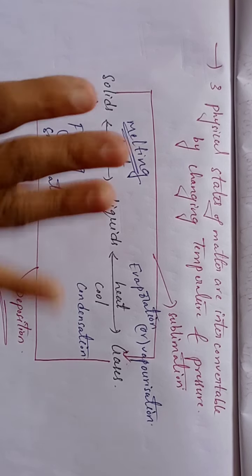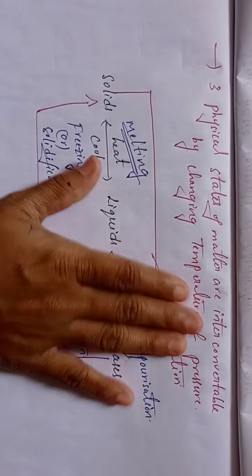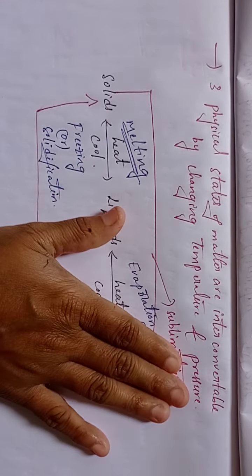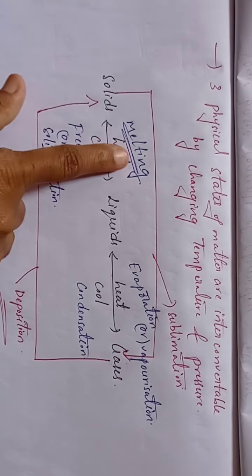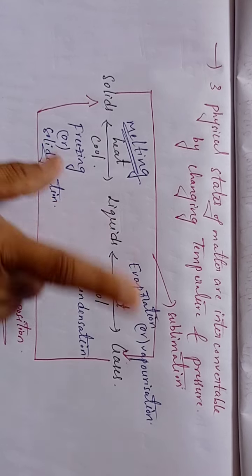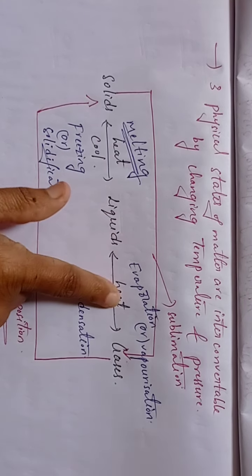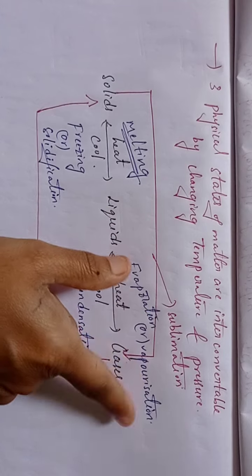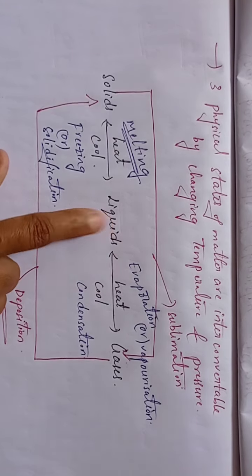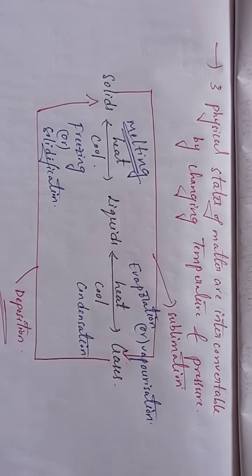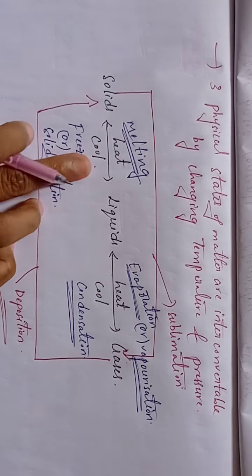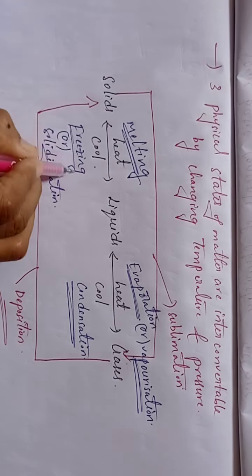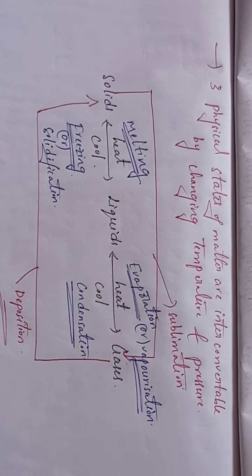Once again, students, the three physical states of matter are interconvertible by changing temperature and pressure. So solids, liquids, gases. Solids convert into liquid by heating. This process is called melting. Liquids by heating convert into gases. This process is called evaporation or vaporization. Next, gases by cooling convert into liquids. This process is called condensation. Next, liquids by cooling convert into solids. This process is called freezing or solidification.